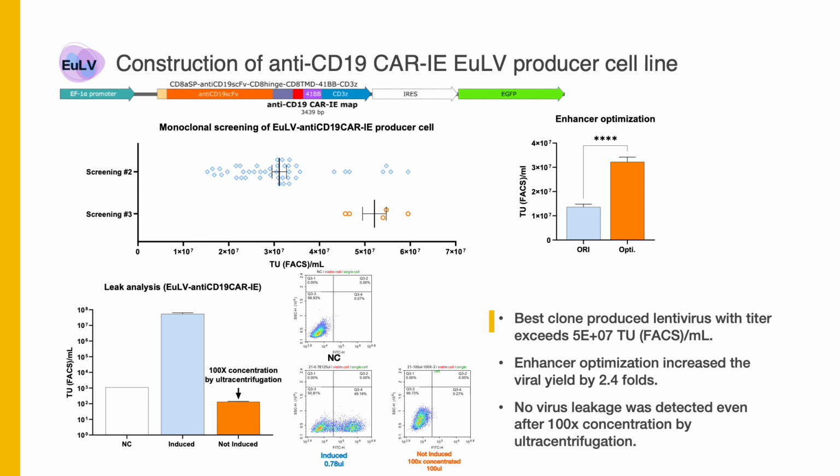Here is the dot plot of the FACS results. The first one is the negative control, and the second, the induced one, is the induced titer with only 0.78 microliter virus. And the third one, the non-induced one, the result is after the addition of 100 microliter of 100 times concentrated sample. The same as previous data, without inducer, no virus could be detected in the culture medium for this cell line.